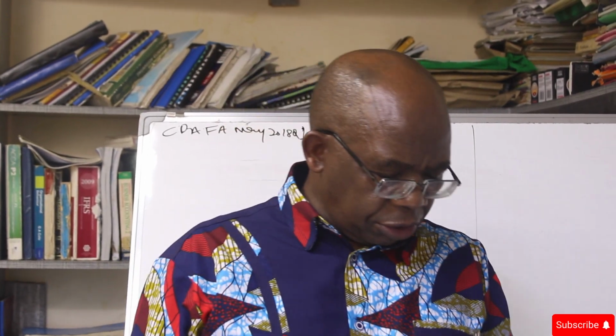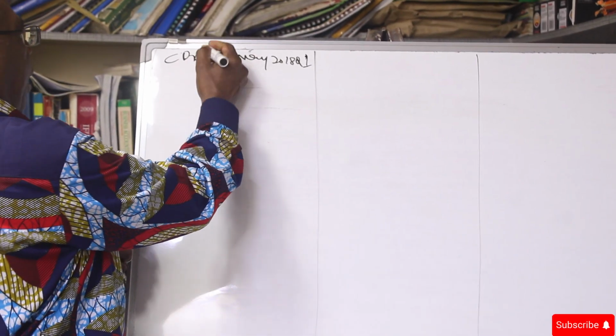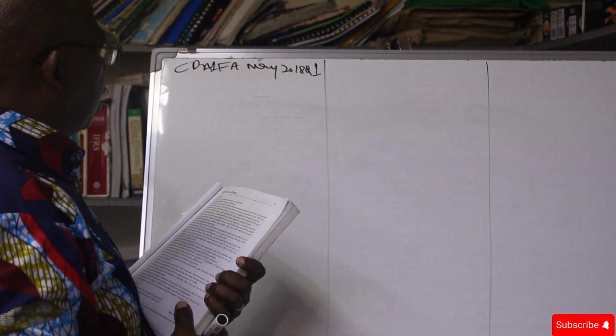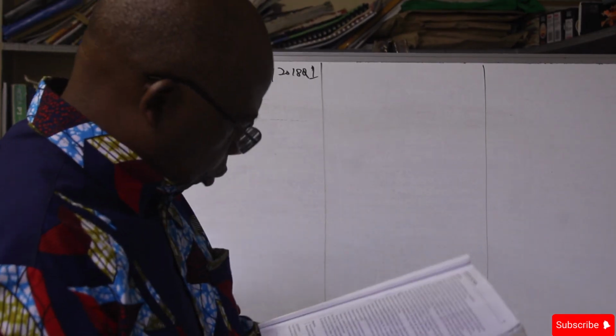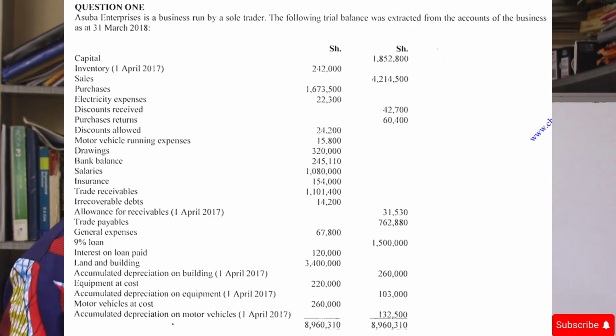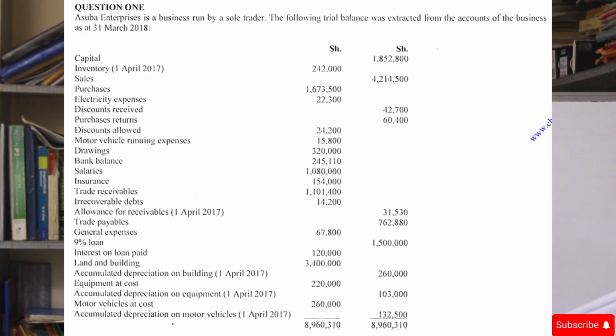Hello students. Once again, this is your tutor, Accounting Made Simple tutor, Samuel Muchai. And I want us to solve a question as CPA 1, CPA 1 Financial Accounting, May 2018, question 1. The question reads, Asuba Enterprises is a business run by a sole trader. The following trial balance was extracted from the accounts of the business as of 31st of March 2018.